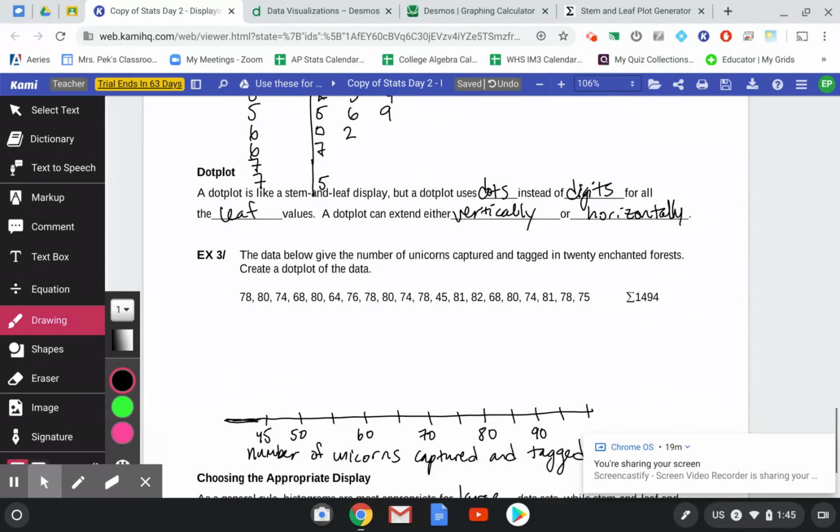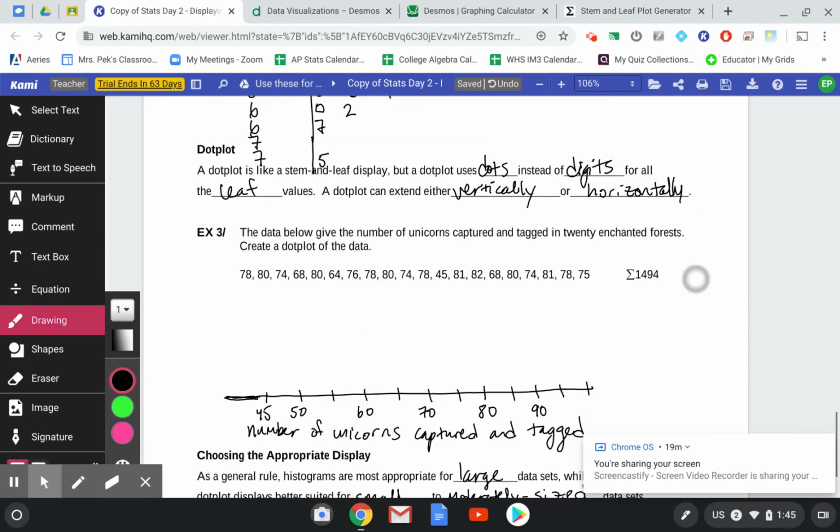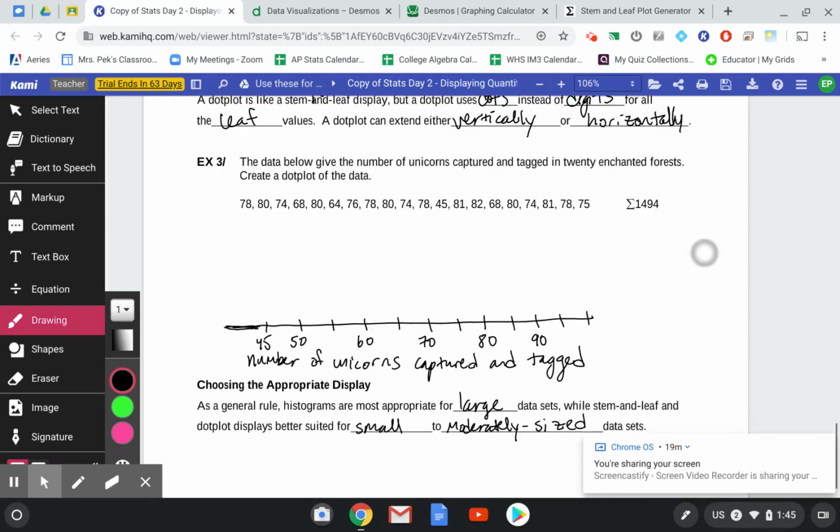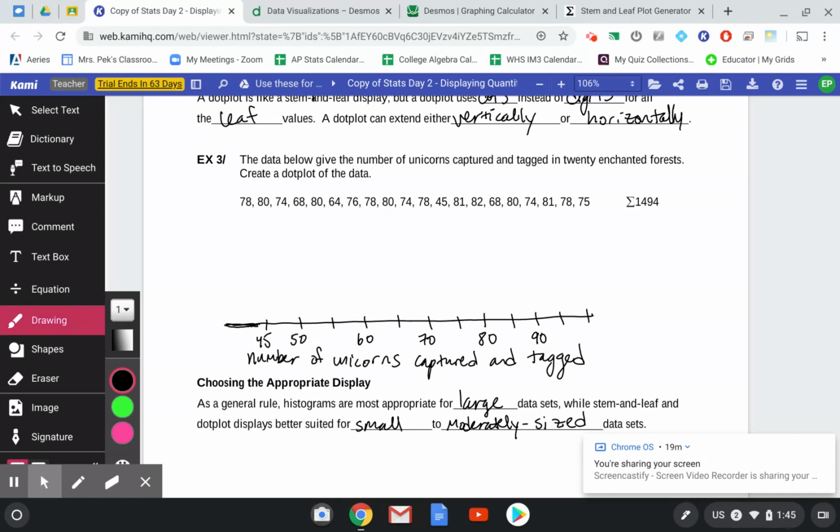All right, our last type of graph today is going to be a dot plot. The dot plot is like a stem and leaf, but uses dots instead of digits for all the leaf values. A dot plot can extend either vertically or horizontally. So here I have the data of the number of unicorns captured and tagged in 20 enchanted forests. And again, Desmos can create a dot plot for us pretty nicely.